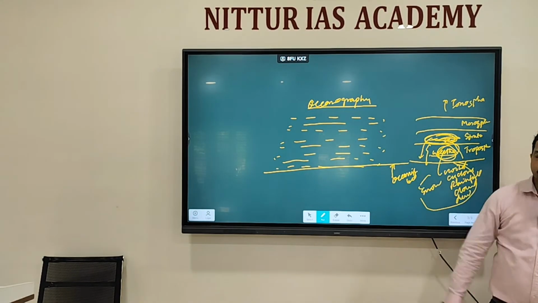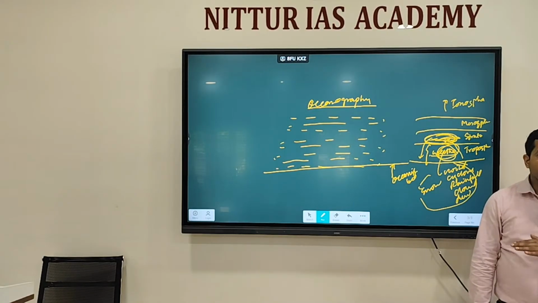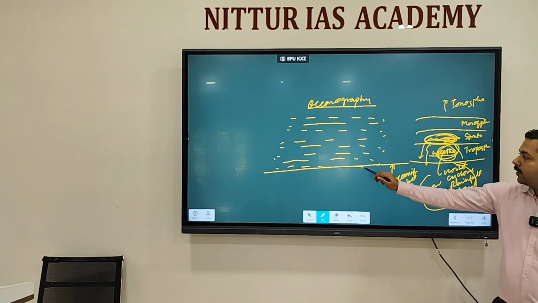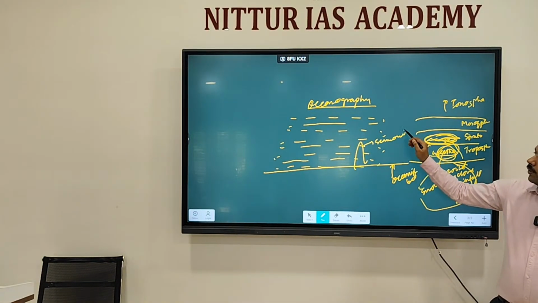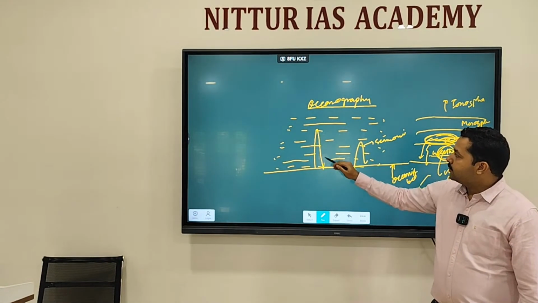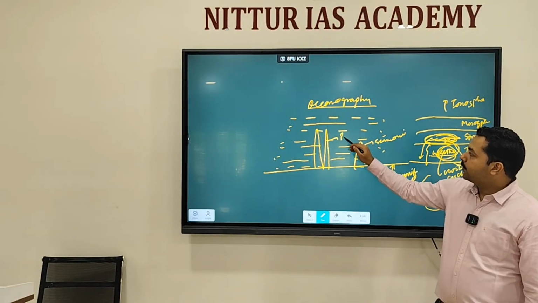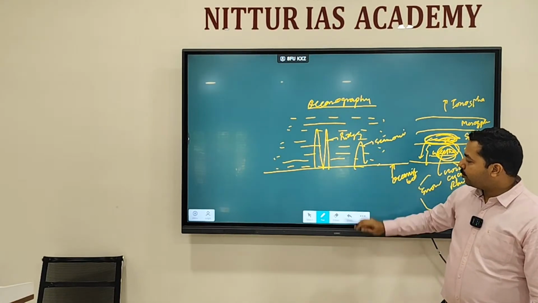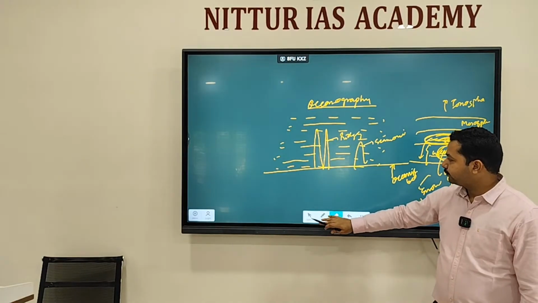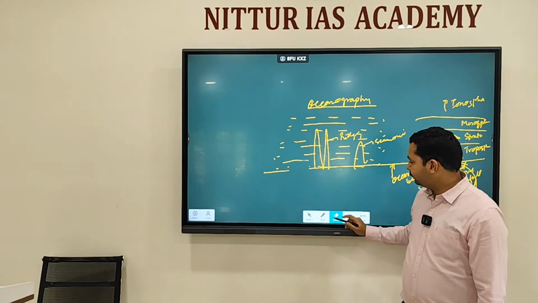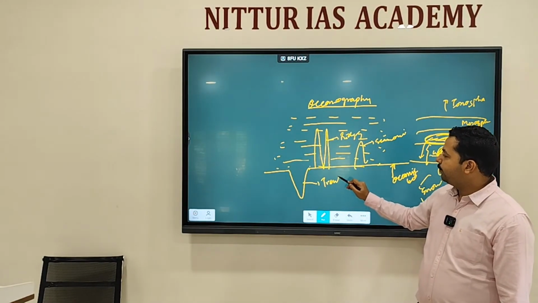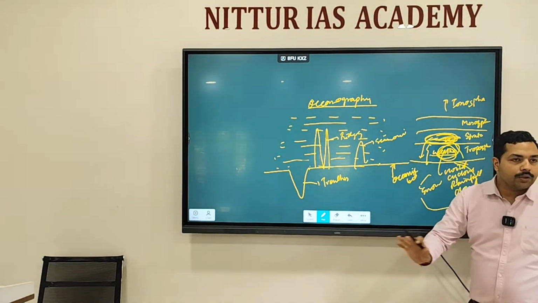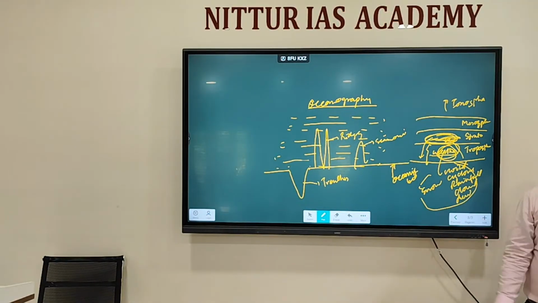Clear? This is water. Now within this, below the water, you'll find a lot of things. You'll find mountains, which are called seamounts. You'll find ridges like this. You'll also find something like this, which are referred to as trenches. You'll see a lot of features below the water in the oceans.